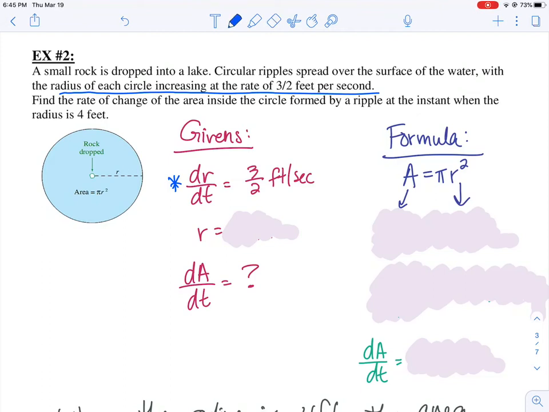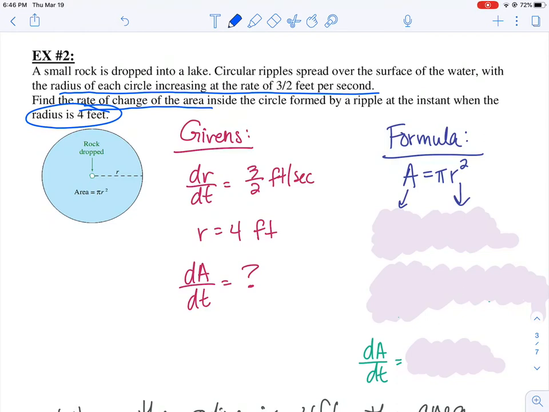It asks us to find the rate of change of the area. So at that exact moment, I want to know the rate at which the area is changing over time. Can I call that dA dt? Again, the rate at which the area is changing over time. That's what we're trying to find. It says as soon as the radius is 4 feet, so my other given is that the radius is 4 feet. When the radius is 4 feet and the radius is changing at a rate of 3/2 feet per second, how is that area changing at that exact same moment? So right now, those are our 3 givens, okay?